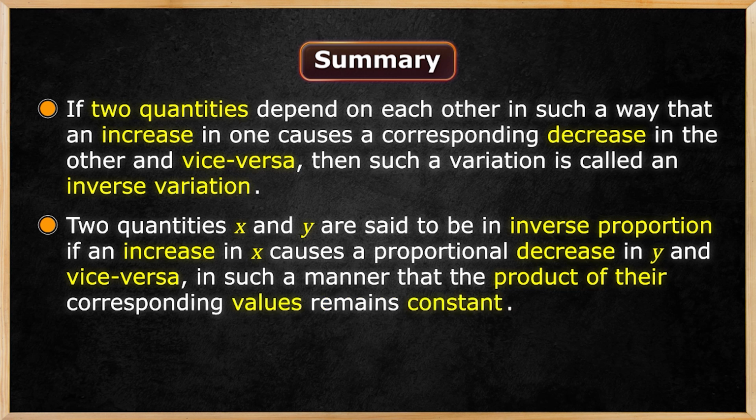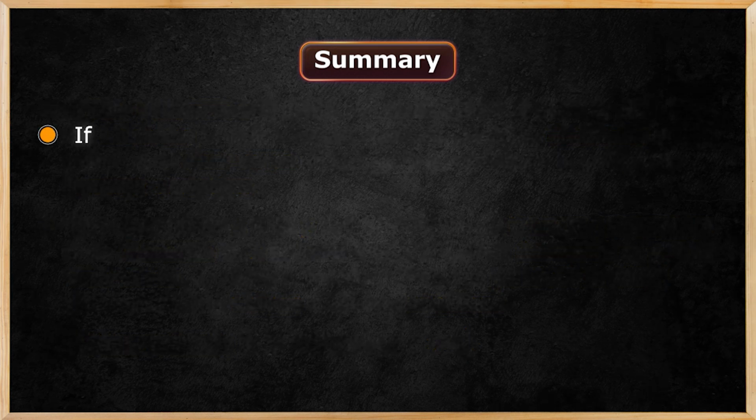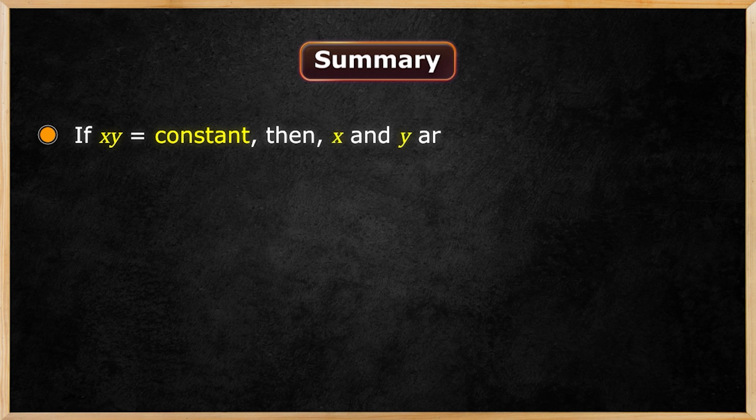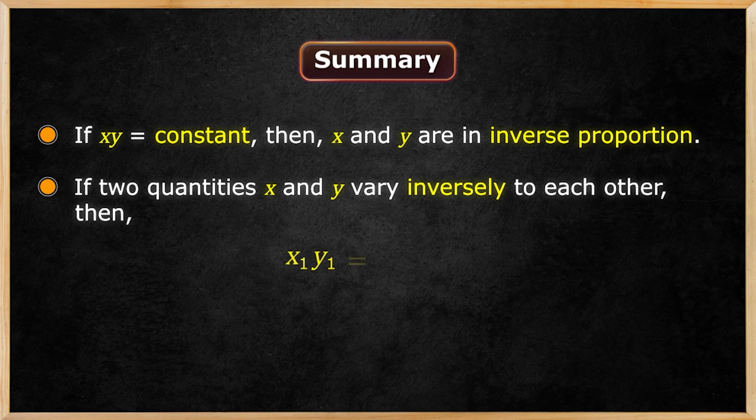If x and y are in inverse proportion, it can be written as x is inversely proportional to y. If the product of the values of x and y is constant, then x and y are said to be in inverse proportion. If two quantities, x and y, vary inversely to each other, we can say that x1 y1 is equal to x2 y2, or x1 by x2 is equal to y2 by y1. This brings us to the end of the chapter, direct and inverse proportions.